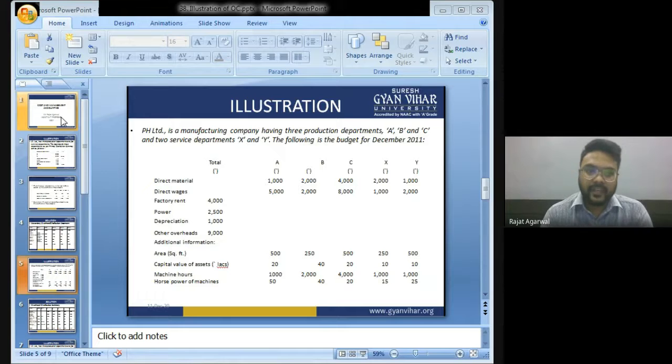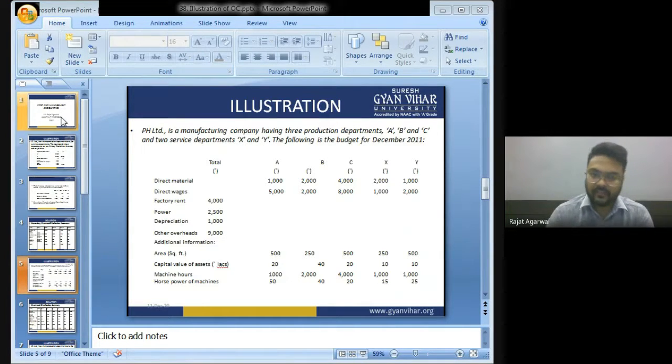PH Limited is a manufacturing company having three production departments A, B, and C, and two service departments X and Y. Following is the budget for December 2011. In this company, there are three production departments A, B, and C, and two service departments X and Y.